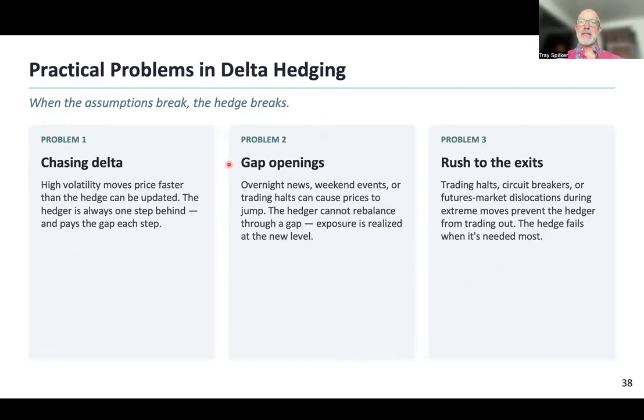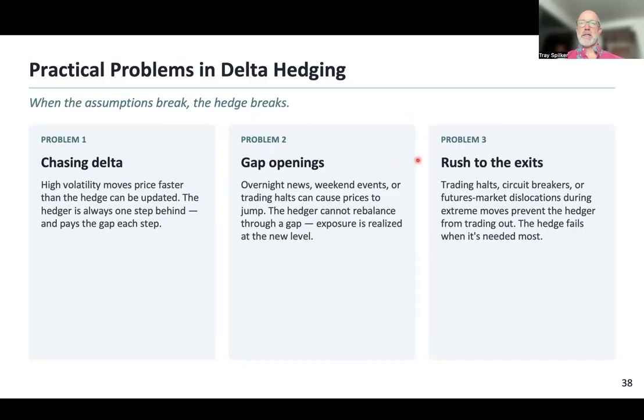The second problem is gap openings, which is to say that markets close and then reopen at some potentially discontinuous price. It reopens at a different price because of overnight news, or maybe something happens over the weekend. And so the hedger can't trade during that gap.